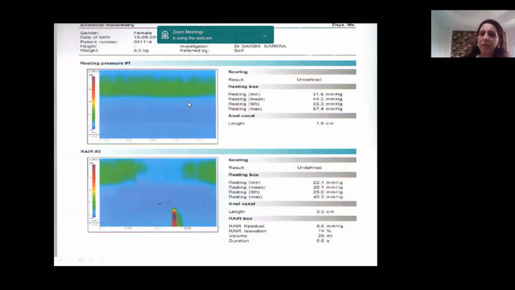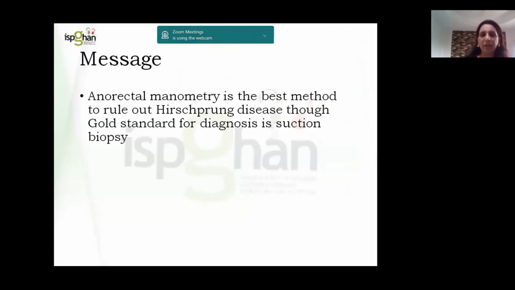However, we wanted to be double sure before proceeding for surgery. We did an anorectal manometry, and this is the normal band. As soon as we inflated the balloon, we could find a beautiful RAIR present in our patient, which actually ruled out Hirschsprung disease. And once we find such a reflex, there is no need to go for any biopsy to confirm it. So this ruled out Hirschsprung disease in our child.